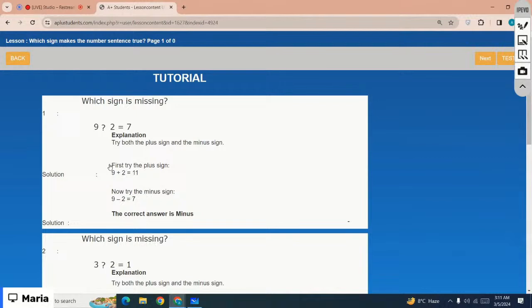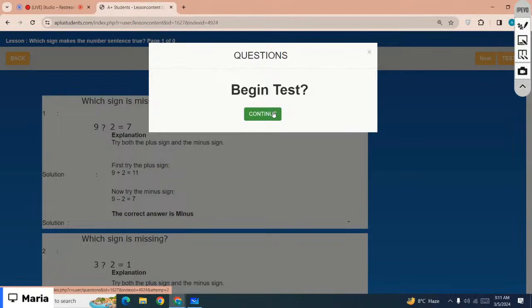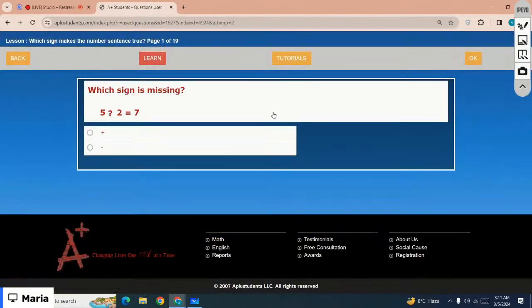Okay, let's just start with the test questions. The first one is, which sign is missing, right? You are given 5, the missing sign, 2 equals 7. You have to see if you add 5 to 2, that makes 7, and if you subtract 2 from 5, does it make 7? The first option is add. So just add: 5 plus 2 equals, yes, 5 plus 2 equals 7. So 7 is equal to 7.